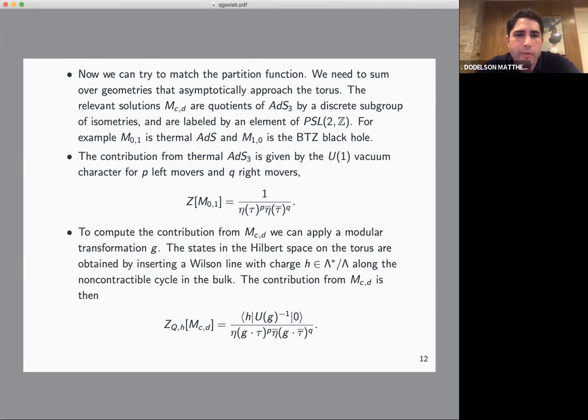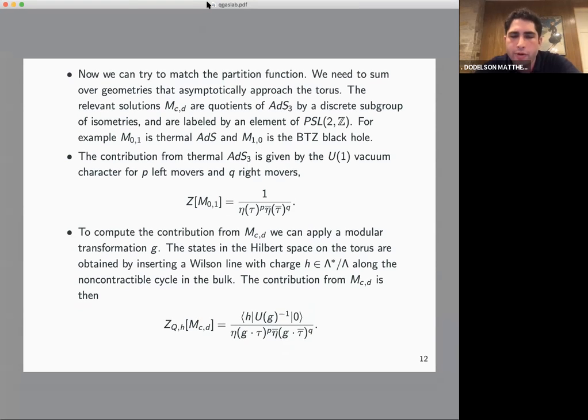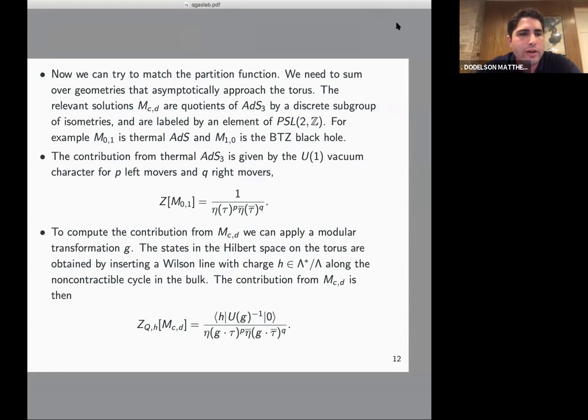So now we can try to match the partition function. We need to sum over all geometries that asymptotically approach the torus on the boundary. So the relevant geometries are well known. They were classified by Maloney and Witten. I'll call them M_{C,D}, and they're quotients of AdS3 by a discrete group of isometries. And each M_{C,D} is labeled by an element of PSL(2,Z). So for example, M_{0,1} is ordinary thermal AdS, and M_{1,0} is the BTZ black hole.